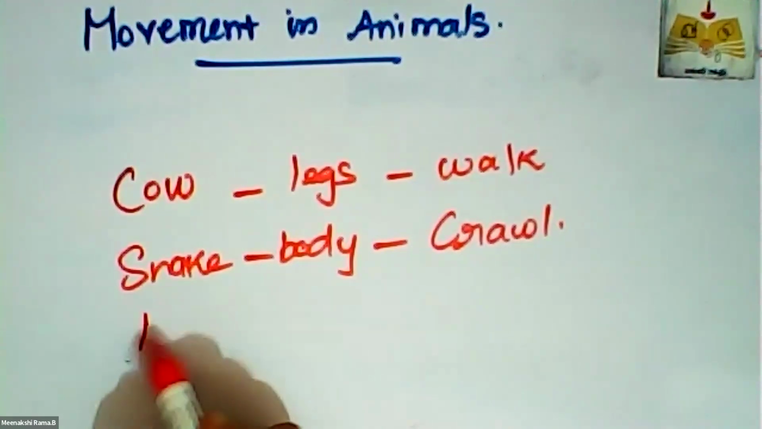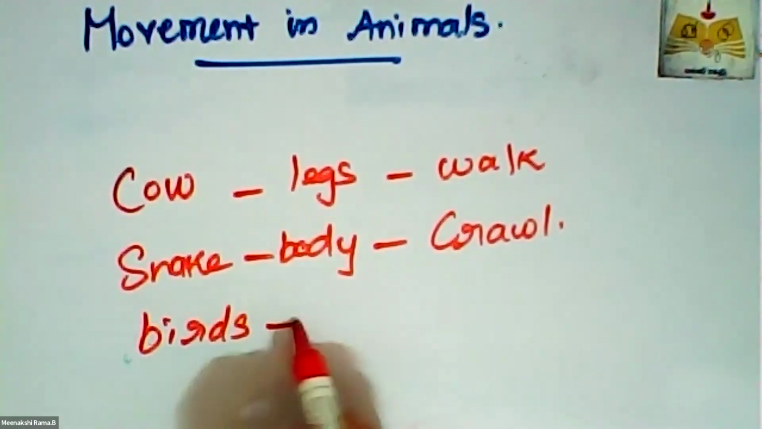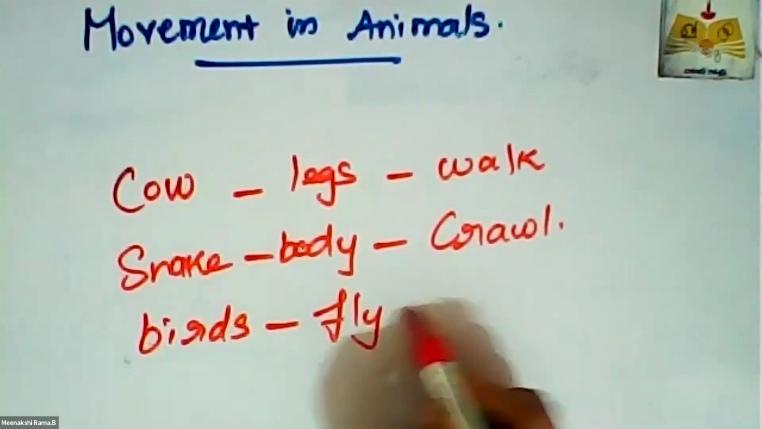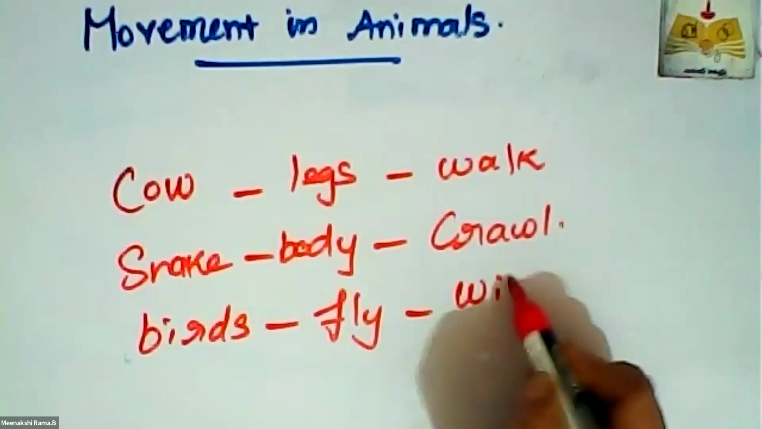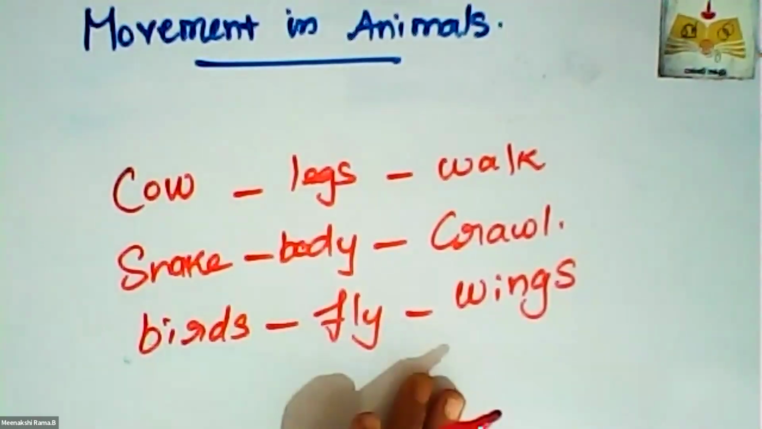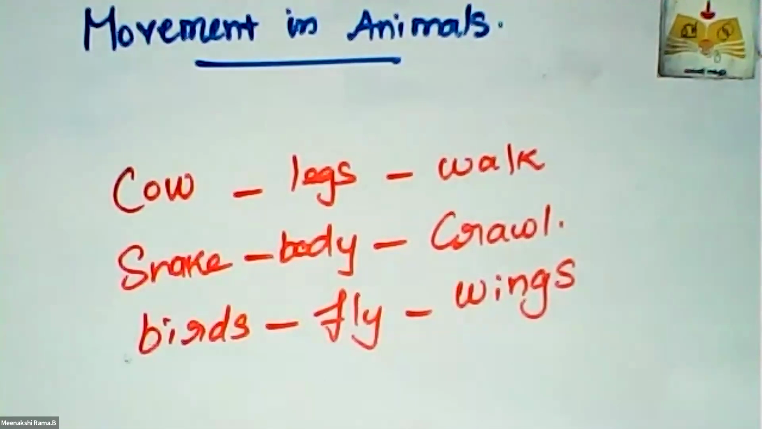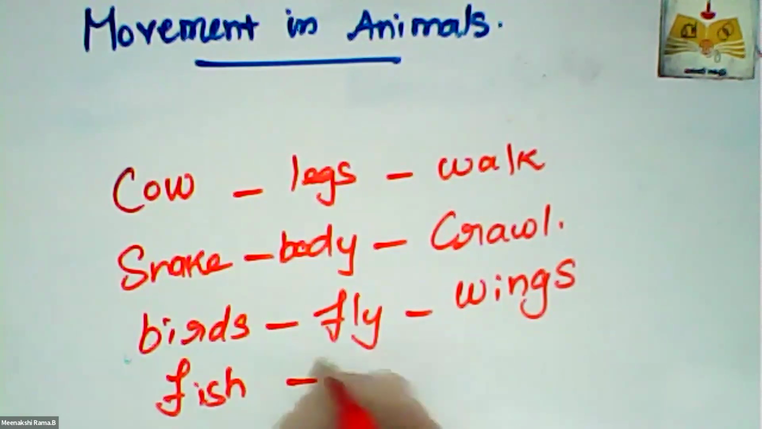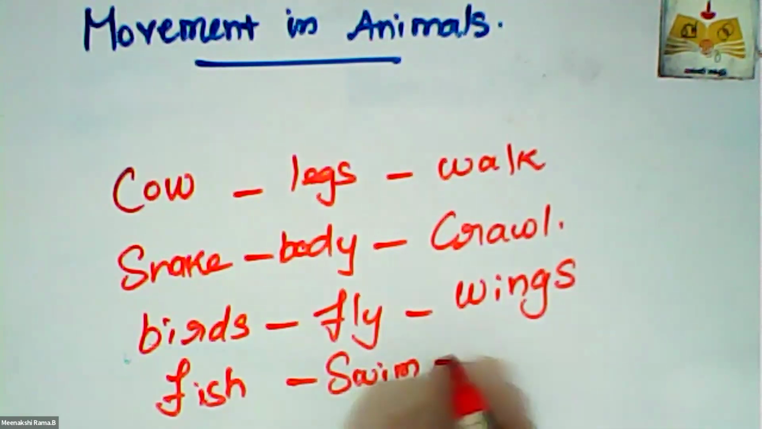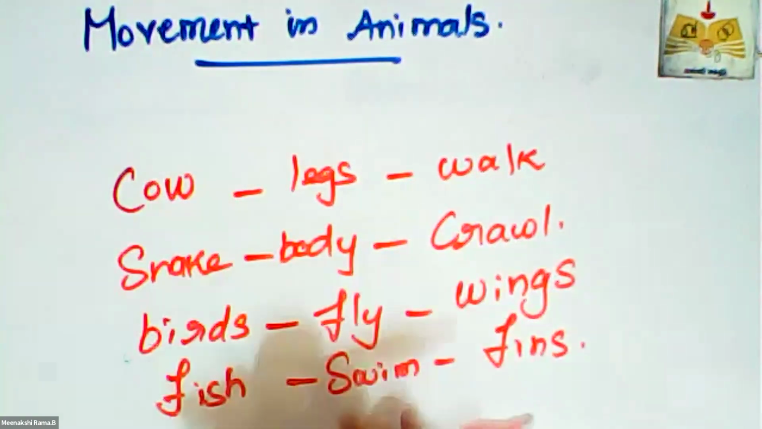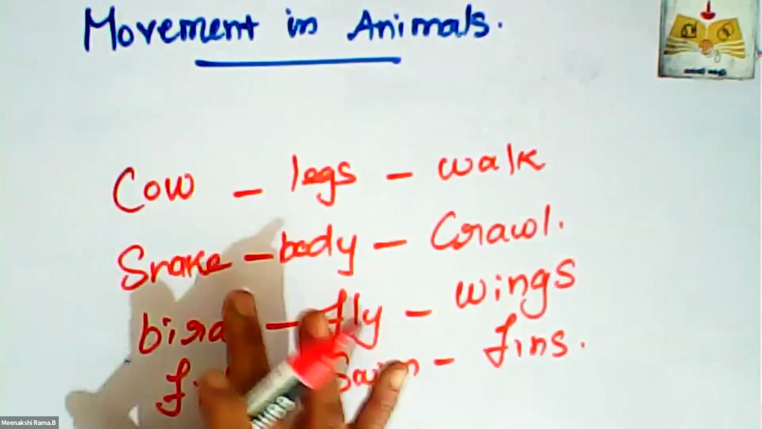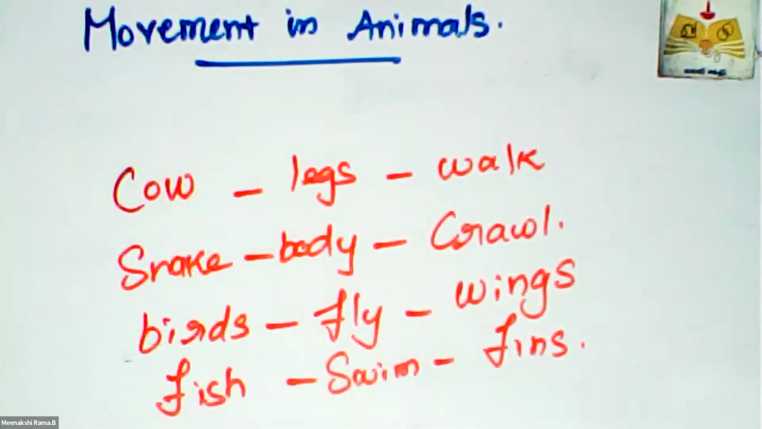And next one, birds. Yes, birds are flying using their wings. With the help of wings, the birds fly from one place to another. And next one is fishes. Yes, fishes are swimming. How are they swimming? With the help of their fins. So there are different kinds of animals: cow, snake, bird, and fish.